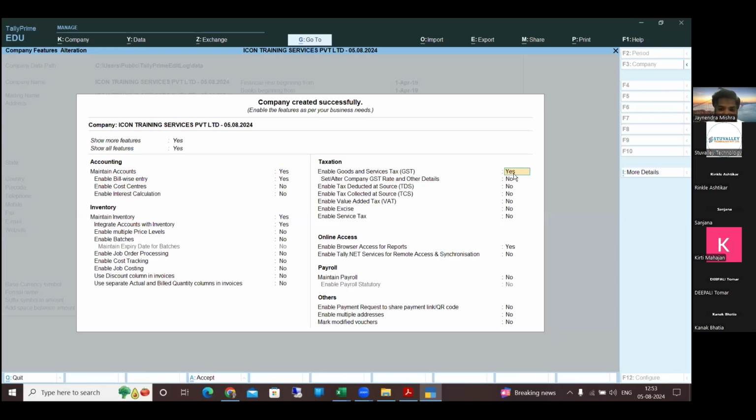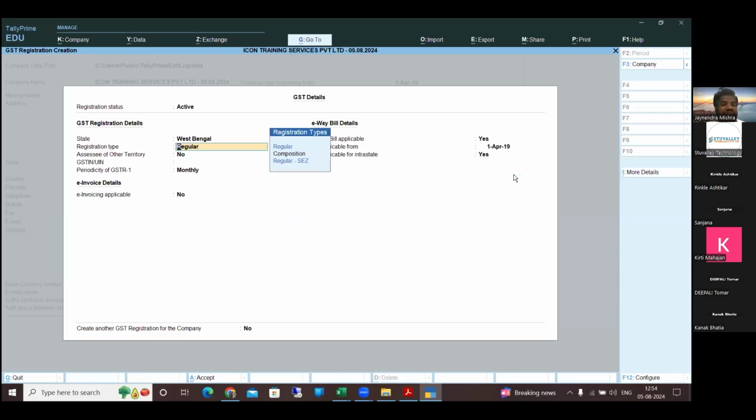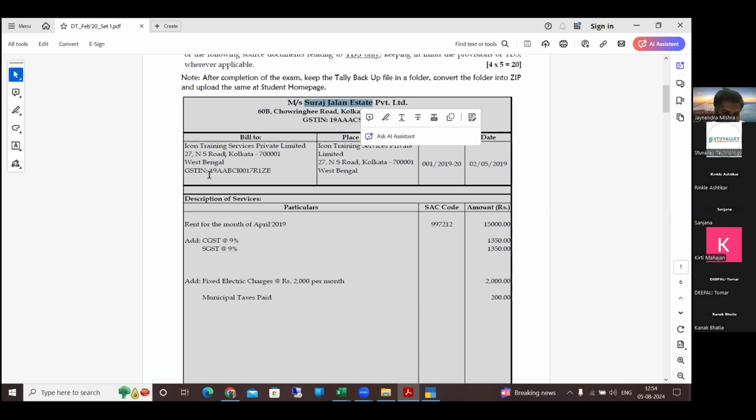So our company is registered in West Bengal. We are a regular dealer, and when we start with GST, there we'll discuss regular and composition. As of now, just regular dealer. GST number of our company. Friends, this is the GST number.